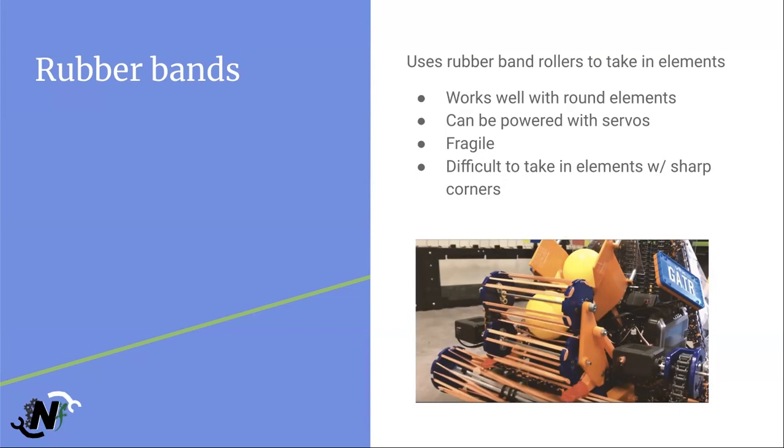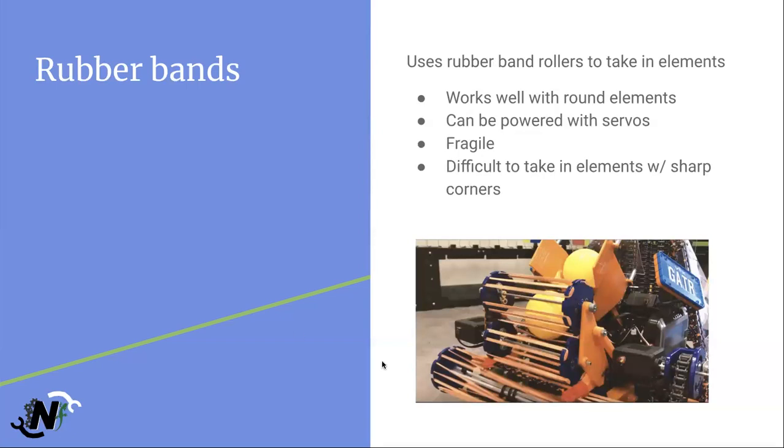It can be powered with servos. These don't need to run at extremely high speeds, so the lower speed that a servo can provide might be able to work. Because they use rubber bands, they're fairly fragile, and they'll need to be replaced fairly quickly, both because rubber bands themselves are fragile, and you'll have them in constant tension the entire time, so they'll start to loosen as you keep running them.